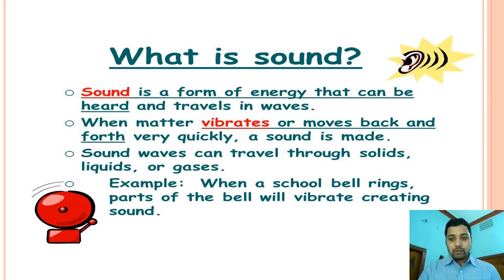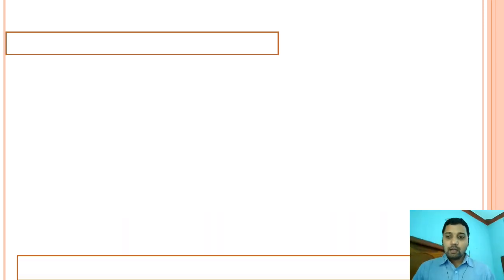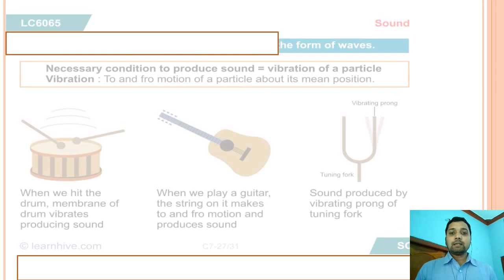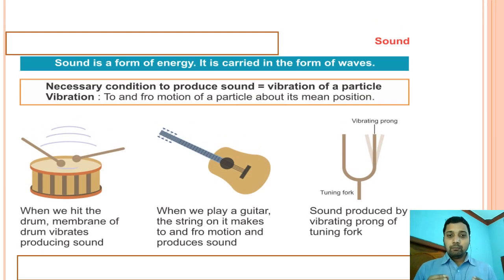What is vibration? Vibration means to move from its mean position to the extreme position on either side, because of which sound is made and we are able to hear it. So sound is a form of energy. Sound propagates or travels from one part to another in the form of a wave. Sound always needs a material medium to propagate. A material medium may be solid, liquid or gas. But the basic necessary condition to produce sound is the vibration of a particle. First thing, the vibration of a particle.